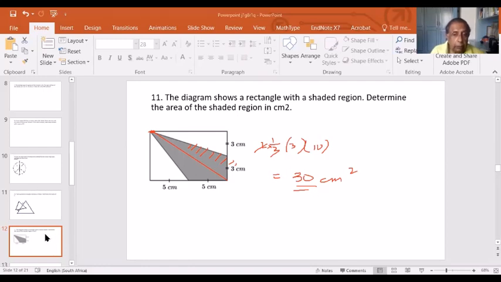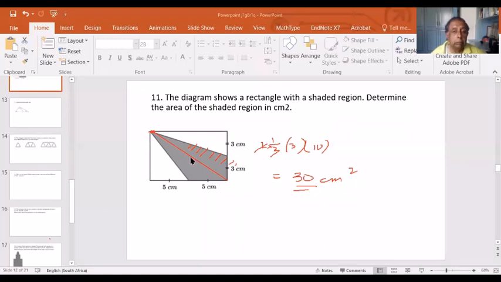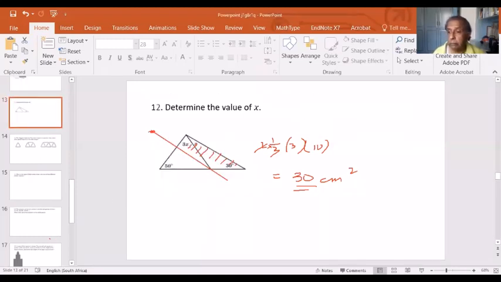All right, so let me get on to the next problem, which is number 11. Number 11 has a triangle here. In fact, there are 3 triangles, this one, and the large one. The large one is a triangle as well. And you are asked to calculate the value of x.